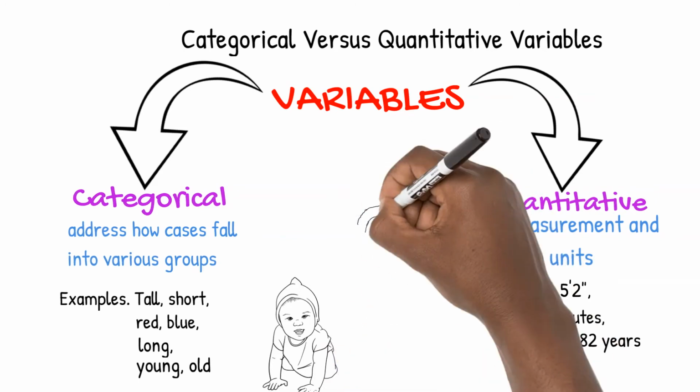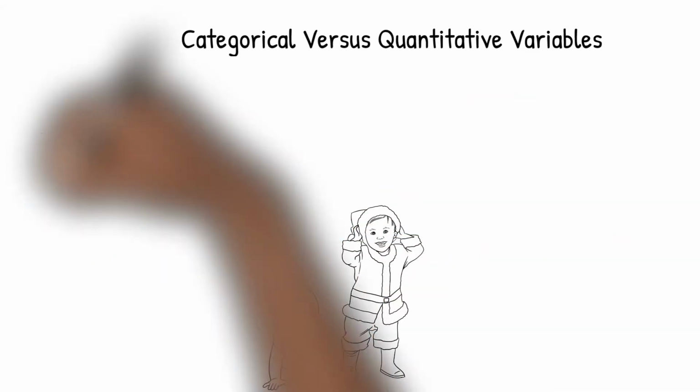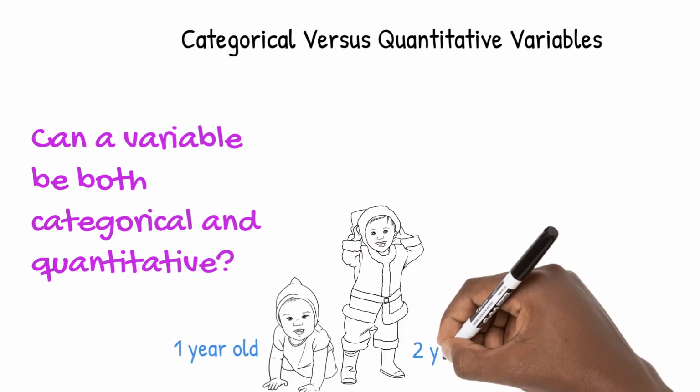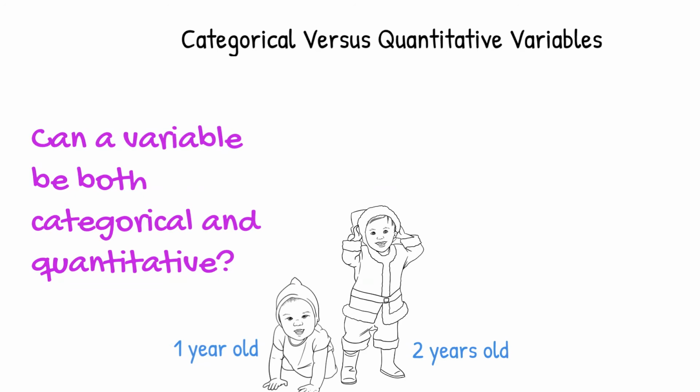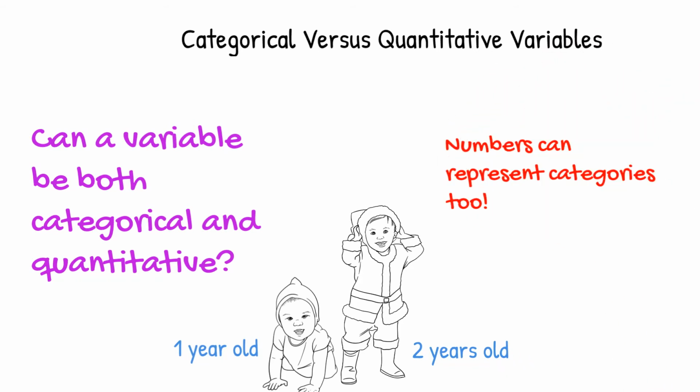Let's replace Harold with Mikey's big brother Shane and examine the question, can a variable be both categorical and quantitative? Mikey is 1 year old and Shane is 2 years old. We've already said that this is quantitative data since age is a measurement of time. However, suppose their ages are being provided as a means to group these students in a daycare center. Suddenly, their ages now represent categories. Based on the context, numbers can represent categorical data too.